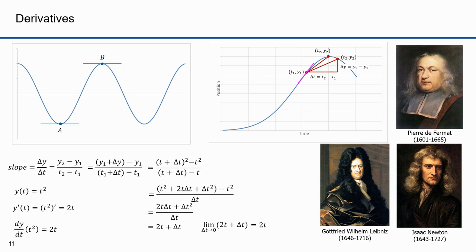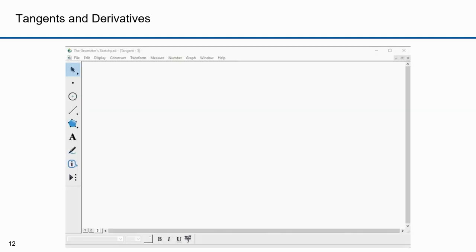If we want to know the slope of a point on these curves, we'd use the derivative of the function. The minimum and maximum that Fermat was trying to derive are points where the derivative function equals 0. Leibniz and Newton are credited with developing calculus. Newton's notation uses apostrophe. Leibniz used a different notation.